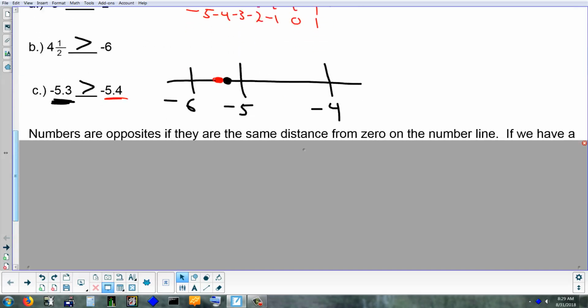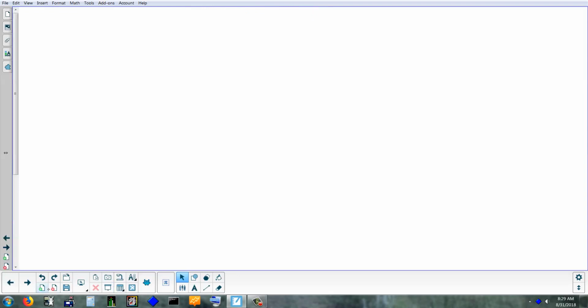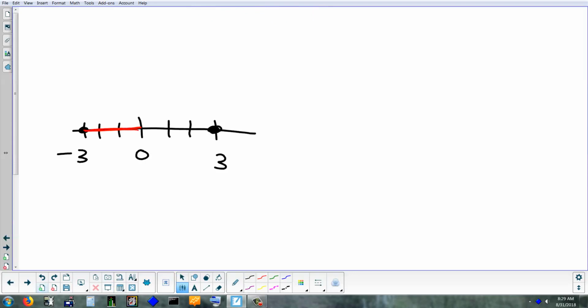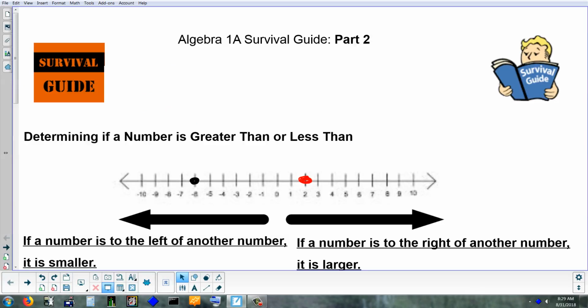Okay, opposites. I think you guys have this written. Numbers are opposites if they're the same distance from 0 on a number line. If I had something like this, just watch me do this. What number did I just mark? 3. Yep, I marked 3. What's the opposite of 3? Negative 3. Look at the distance. As long as I drew it kind of accurately, that's the distance from 0 to negative 3. And, well, it's not perfect, but that's the distance from 0 to positive 3. So they're the same distance from 0.